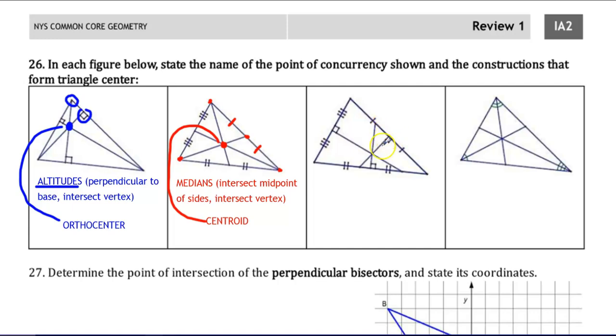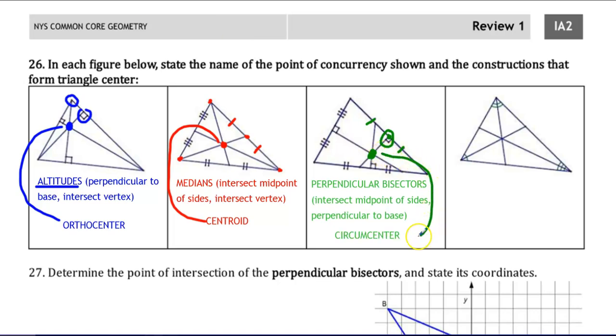For the next picture, I have a right angle similar to what I had for altitudes, but you'll notice that these lines don't necessarily have to hit the vertex, but they are hitting a point that is a midpoint of the base. So these ones are known as perpendicular bisectors, right? They are perpendicular to the base, and they also intersect the base at its midpoint. How do I know this is the midpoint? Because this piece and this piece are congruent to each other. There's a special name for that point at which all 3 perpendicular bisectors intersect, and that word is circumcenter, right? The circumcenter is where all perpendicular bisectors intersect.